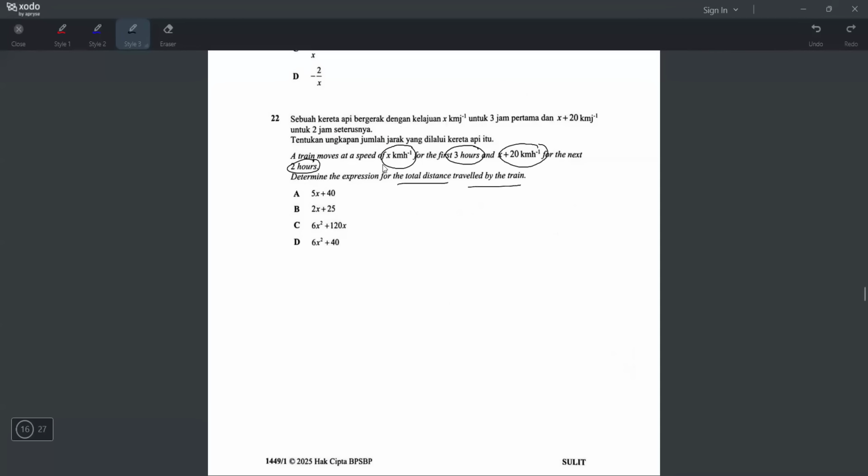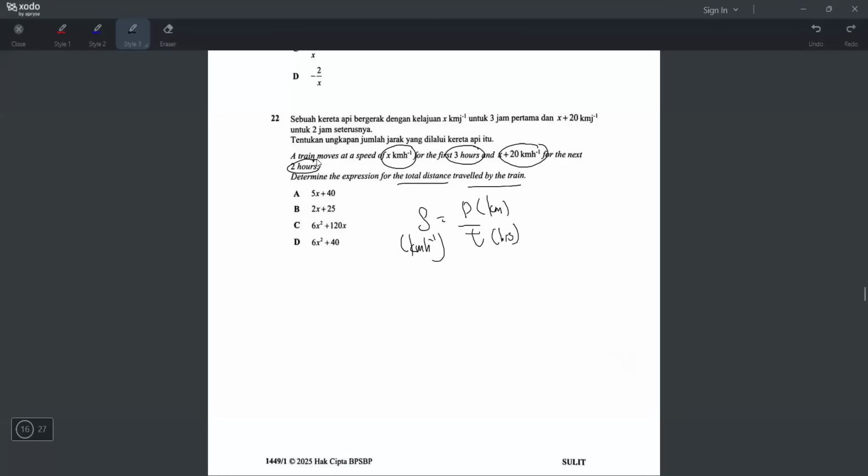Okay, dia bagi speed, bagi time, tapi nak cari distance, nak cari jarak. So macam mana? Okay, macam mana nak kaitkan speed, time and distance? What formula can we use to relate speed, time and distance in one equation? This formula lah, speed equals distance over time. But of course, you have to make sure the unit here must be km per hour, then the distance must be in km, and the time must be in hours. That's the only way, right?